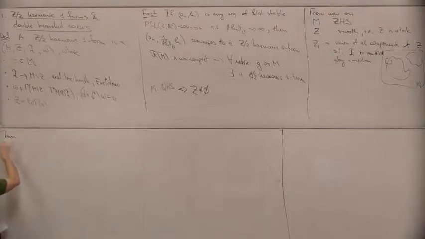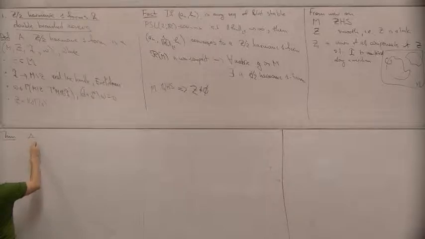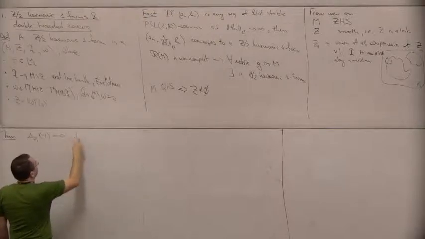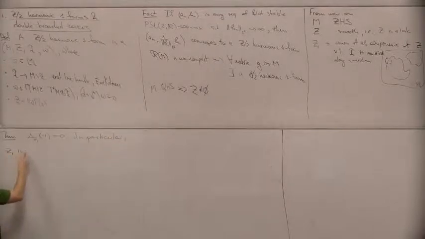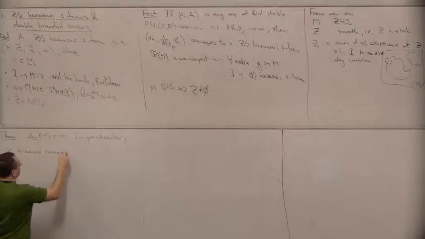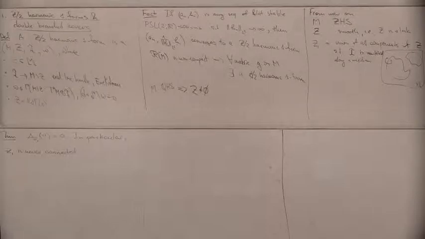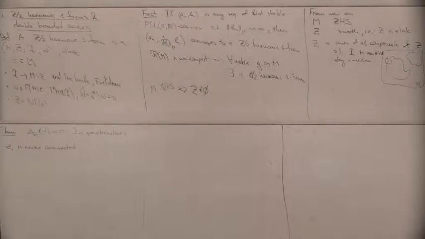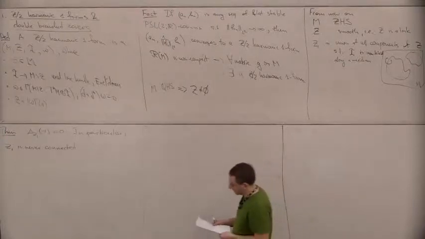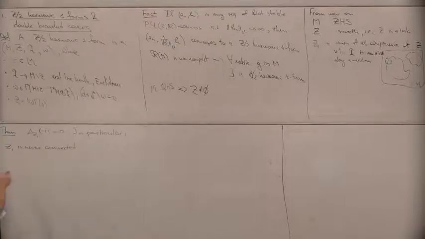And so the theorem is that the Alexander polynomial of Z1 at the point minus 1 is 0. In particular, Z1 is never connected. So it doesn't consist of just one connected component. And to see this, we'll have to go through branched double coverings, which is somewhat similar in spirit to what Alexander talked about yesterday.